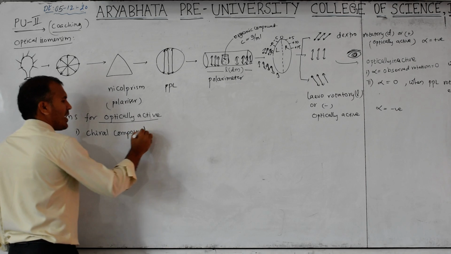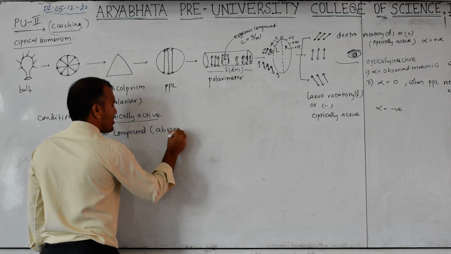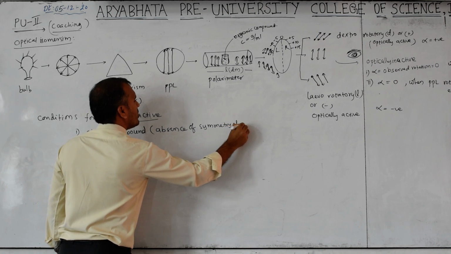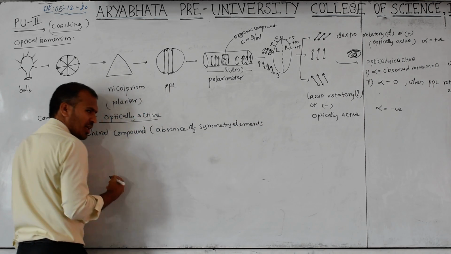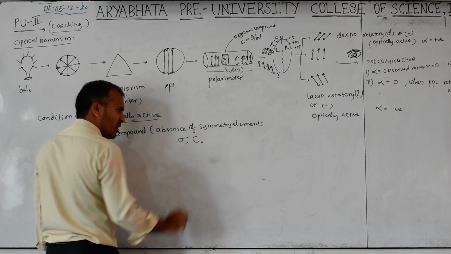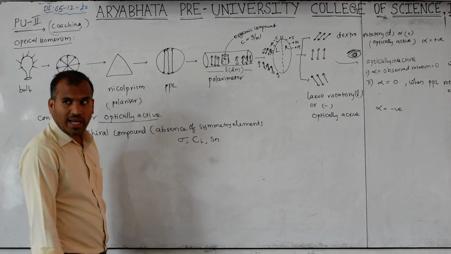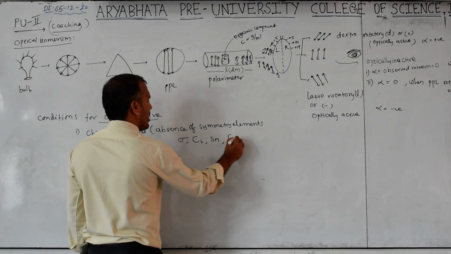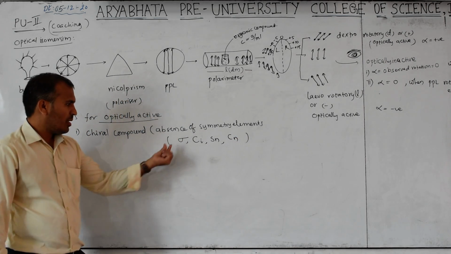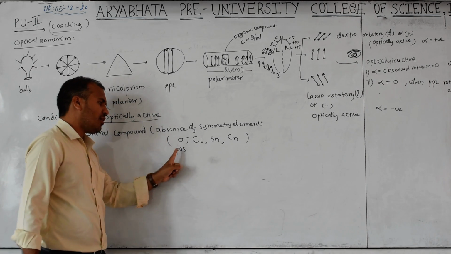So, what is chiral here? Chiral means absence of symmetry elements. What are the symmetry elements here? Sigma means plane of symmetry, Ci means center of symmetry, Sn means alternate axis of symmetry, Cn means axis of symmetry. Once again, what are the symmetry elements? Sigma means plane of symmetry. Another way you can write it is POS, plane of symmetry.